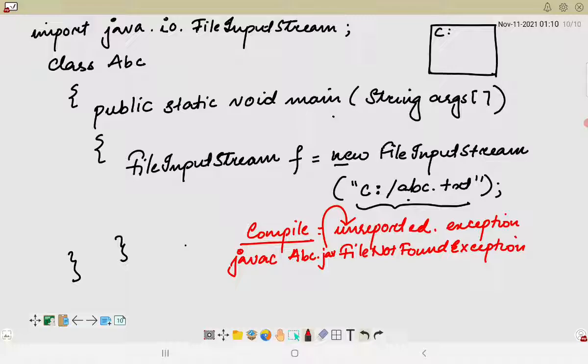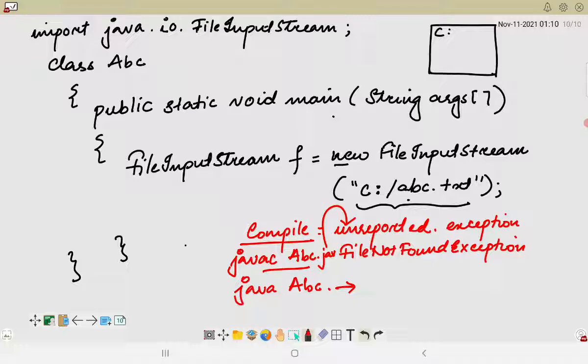The exception will occur only when I run this particular program. That means java ABC. When I'm running this, I will get an exception: FileNotFoundException. Otherwise, until the compilation stage, I will just get an unreported exception, which is FileNotFoundException, and it has to be caught or declared to be thrown.